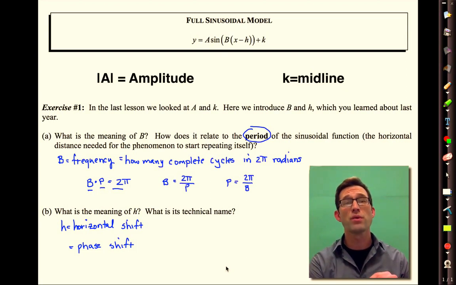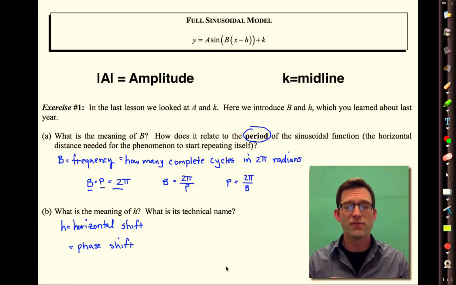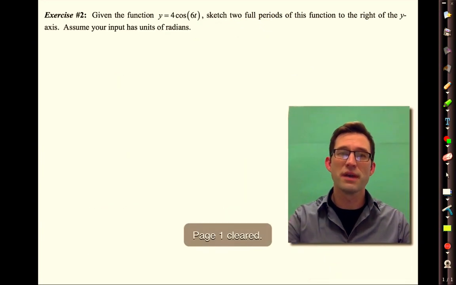It does have some importance, and we're going to work with some modeling later on in this unit where we'll need the horizontal shift, but we're just going to work with it a little bit today. All right. I'm going to be scrubbing out this screen in a moment, so copy down what you need. Do you have it? Okay, we're going to scrub. And it's gone. Let's go to the next page.